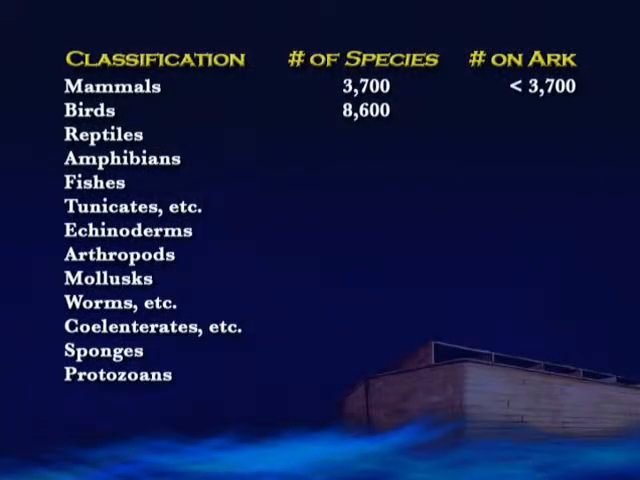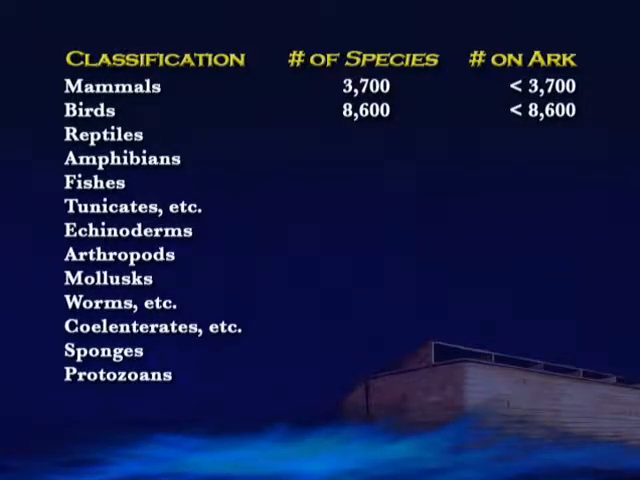Birds, 8,600 species. We'll put all of those on the ark. But some of the birds could have survived outside. Ducks live on the water, and so they potentially could have survived, but we'll put them all on the ark to make it as difficult for Noah as we can.